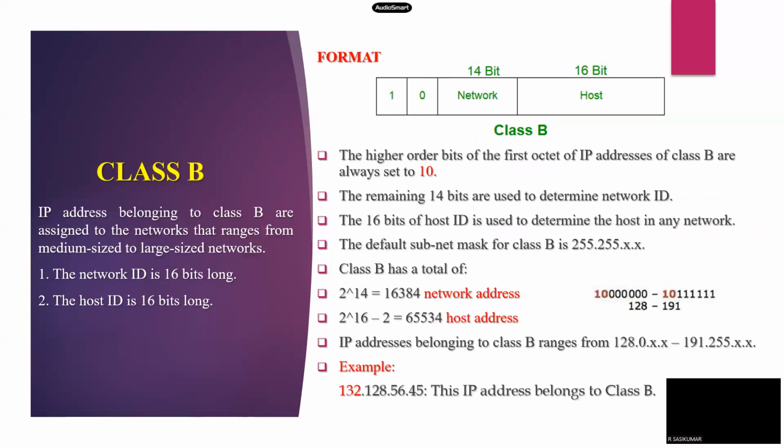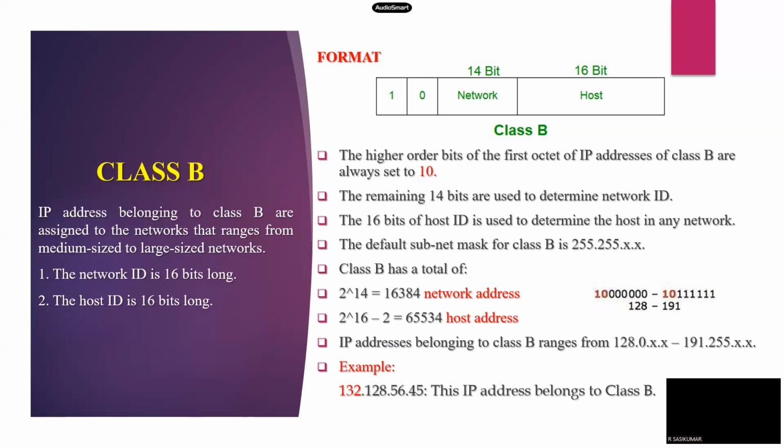For class B, again we have two parts: a network ID and a host ID. The total is 32 bits. Among the 32 bits, the first 16 bits are allocated for network ID and another 16 bits for host ID. In the network ID, the first 2 bits are 10, which denotes a class B address. The remaining 14 bits are assigned for network ID.